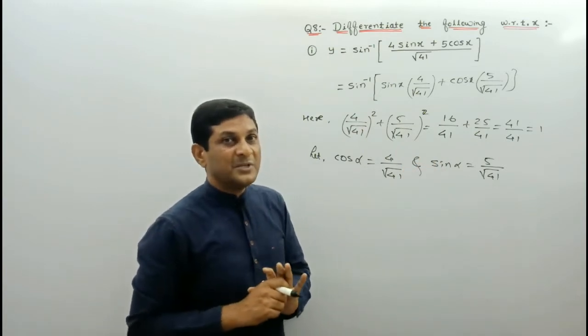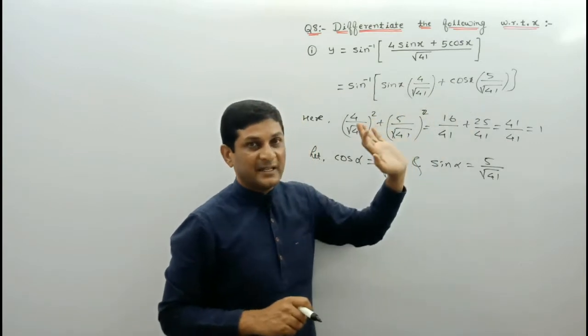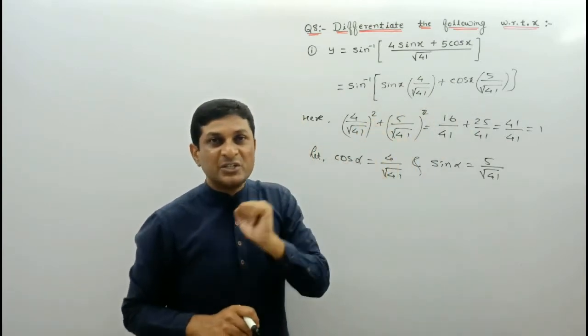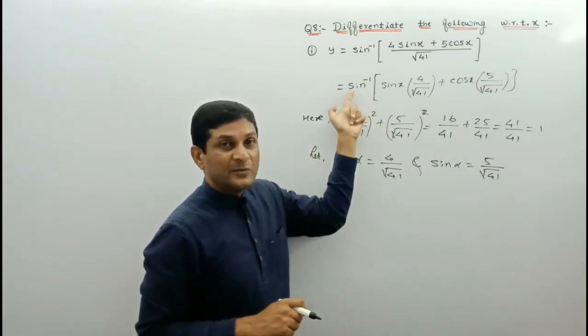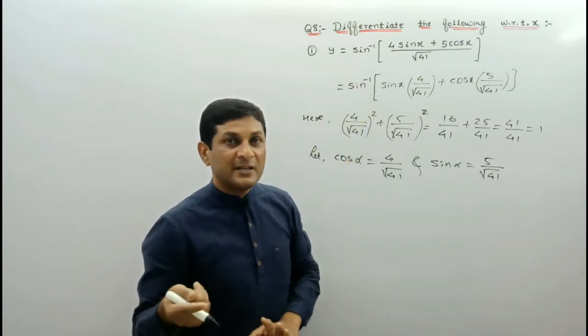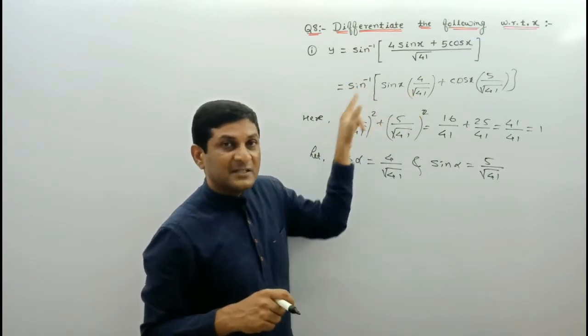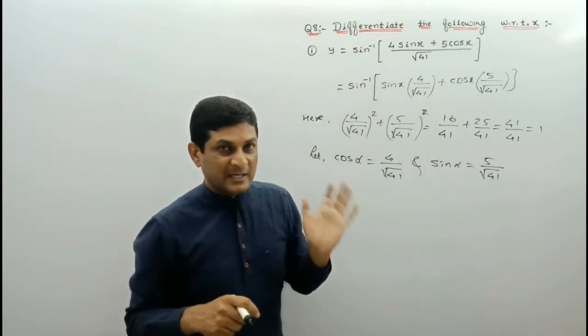But what is our aim here? Here we have to convert this expression in terms of sine. Why do we have to convert this expression in terms of sine? Because here sine inverse is there, and we are trying to arrange the terms in the form of the property. Which property? Sine inverse of sine theta, so that sine inverse and sine will get what? Cancel.